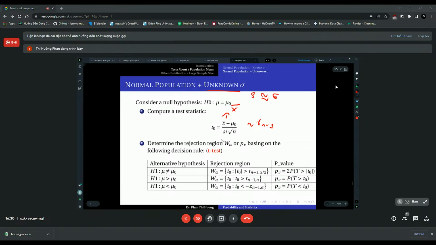Now in this case, the test statistic follows the student distribution. We say that we have a t-test. T-test just means that the critical value is identified based on the student distribution. The table for the t-test depends on the degree of freedom, which in this case is n-1. Then you identify the rejection regions based on t_{n-1, alpha/2}, or alpha if you're working with one-sided.